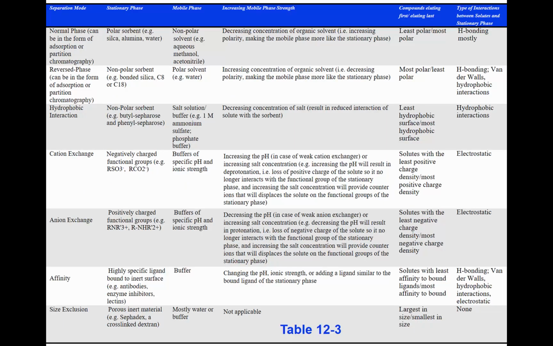Okay, this is your friend, the table in chromatography. This is where you need to study a summary of all of your separations, and it's also Table 12.3 if you have your book. It's bigger, it's easier to read from.